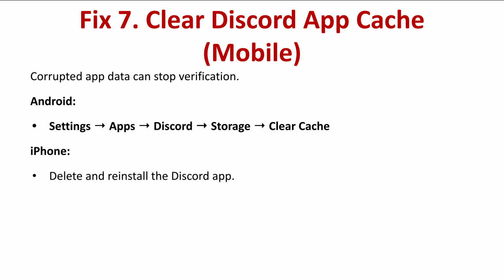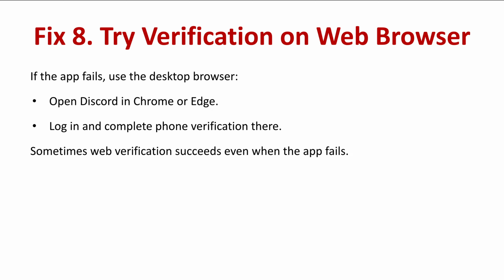In fix 8, clear the Discord app cache. Corrupted app data can stop verification. In Android, go to settings, then apps, then Discord, then storage, then clear cache. In iPhone, delete and reinstall the Discord app.